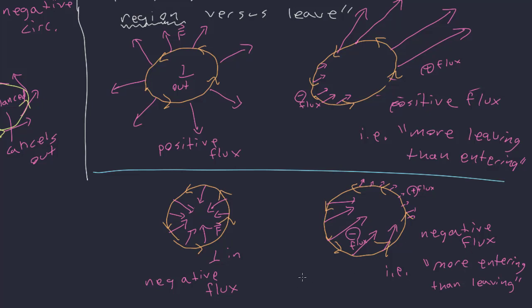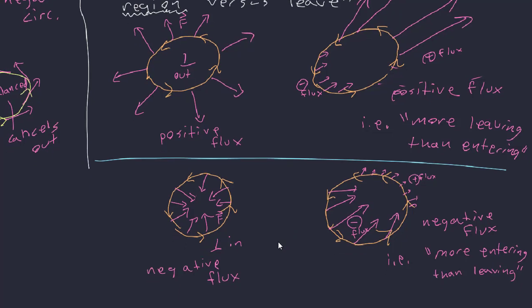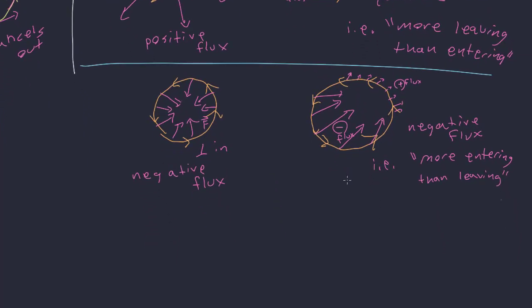I'm putting these in quotes because it's not always about entering and leaving a region, because we can find flux over, say, a path like this. And it's basically telling us how the vector field crosses over that path versus whether it's entering or leaving a region. But this is how I like to think about it. This is more an intuition thing than a rigorous math thing.